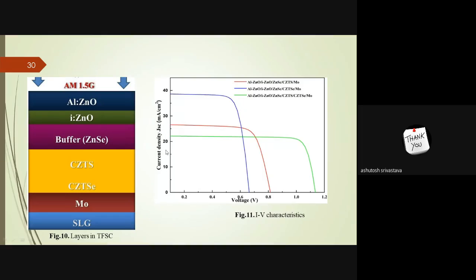This IV characteristic, in my basic solar cell, I was showing in the third quadrant; in the fourth quadrant it's just a mirror image of that, just for the sake of understanding, nothing more than that. So this is the structure.